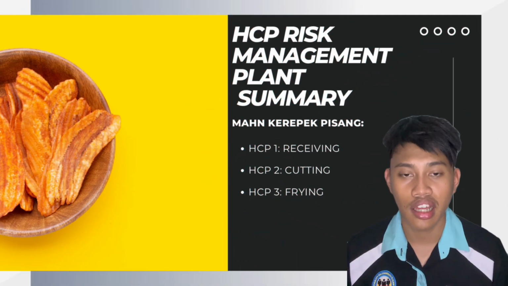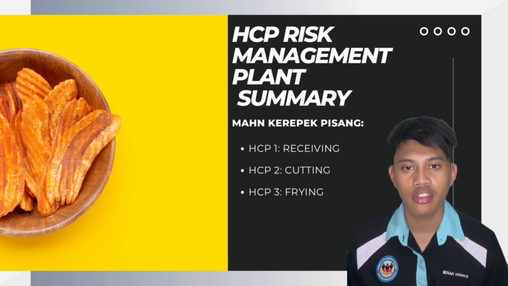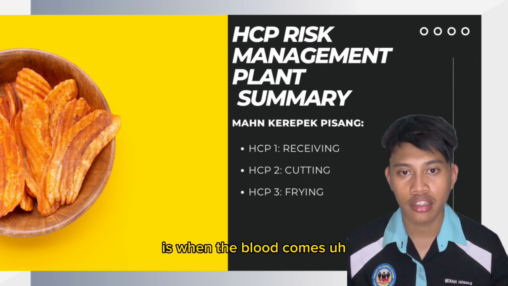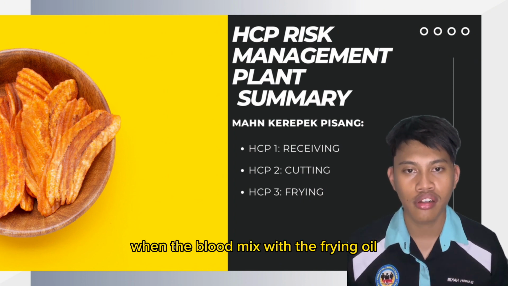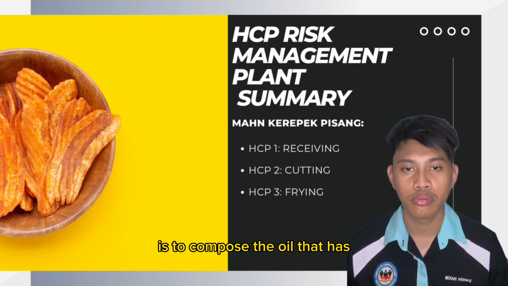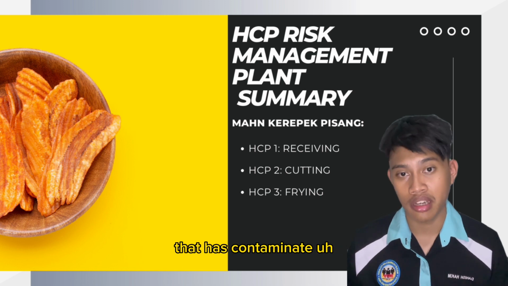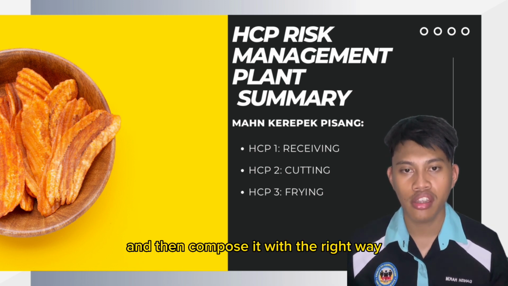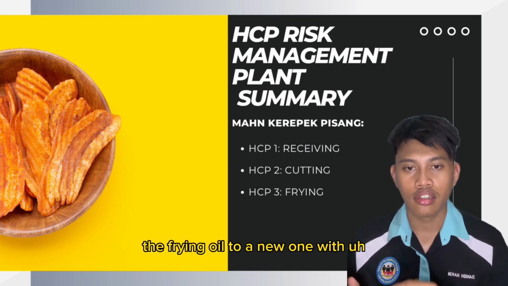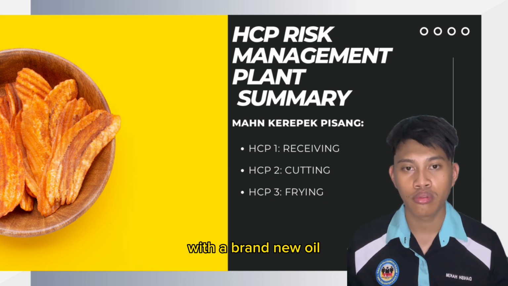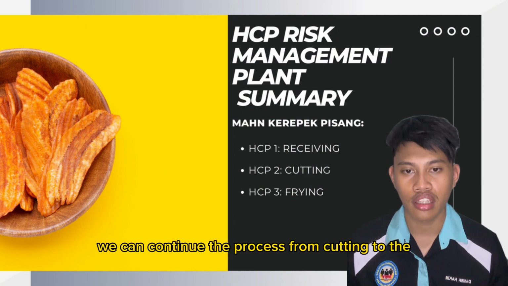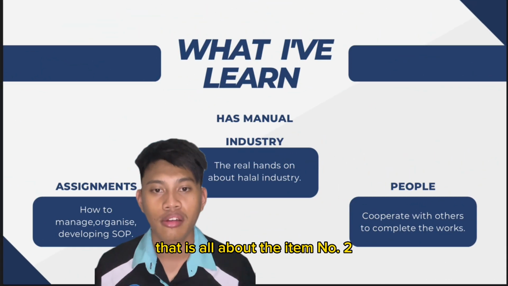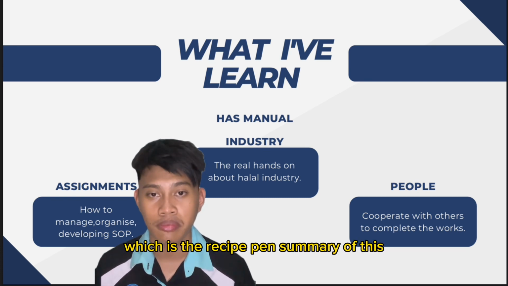And then the last HCP, halal control point number 3, is the frying process, which is related to the cutting process, when blood mixes with the frying oil. The corrective action is to compost the oil that has been contaminated with blood in the right way, and then change the frying oil to a brand new one. Then we can continue the process from cutting until the last part. Alright, that is all about item number 2, the HCP plan summary list.